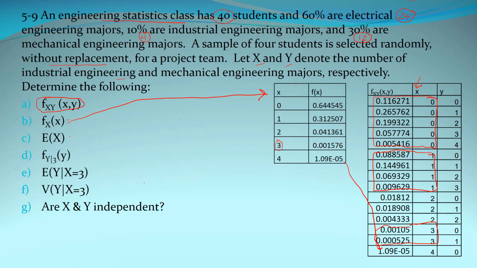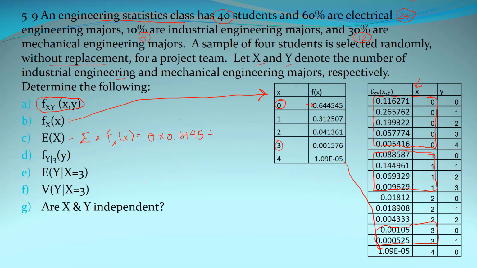Now we want to find the expected value of x. That's actually pretty easy. We can just use our handy old formula. We sum up x times f of x, and that is simply going to be, take this 0 right here times the probability of that particular value, which is 0.6445. So that's 0 right there.